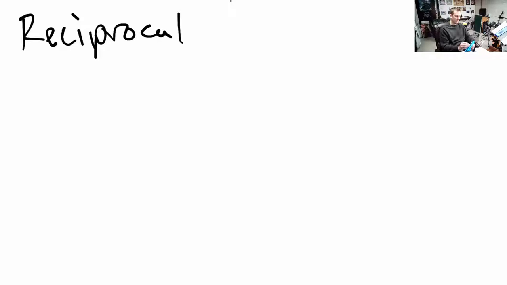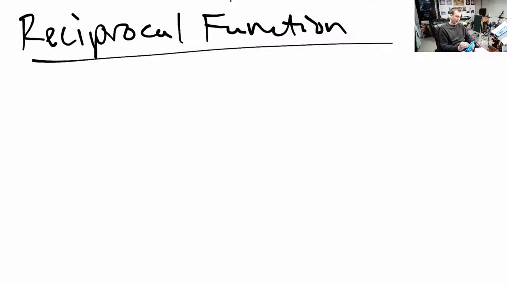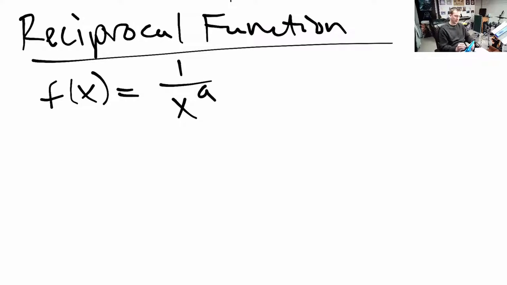The next kind of function is a reciprocal function. These ones, you're going to have some sort of rule that looks like this, 1 over x to some power. I'm going to say that power must be a positive number, because if it's negative here, it's really not a reciprocal function. So what do these things look like, and what do we need to be careful of? Well, of course, x can't be 0. If we plug in 0, we get something that's a big problem.